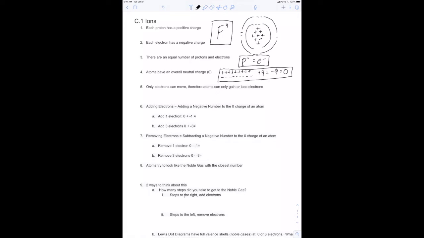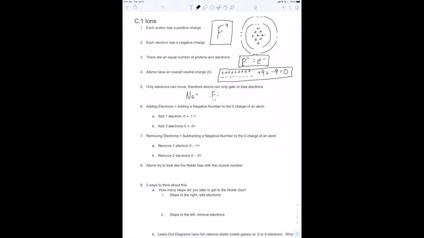Now, when it comes to atoms, protons are stuck in the nucleus. Therefore, only electrons can move, and therefore atoms can only gain or lose electrons. So let's say, for example, we had a sodium atom. Here's the Lewis dot diagram for sodium, and we have our fluorine atom. Here's the Lewis dot diagram for fluorine.